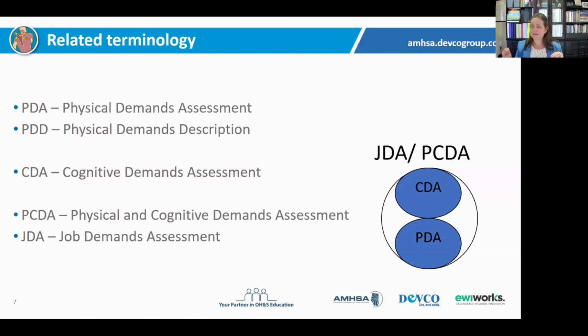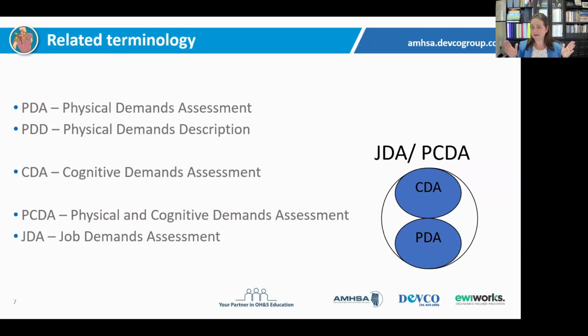Physical demands description: the people who write these typically emphasize that these are the demands required in the job. Not saying anything's good, not saying anything's bad, this is just how it is. So PDAs and PDDs are frequently used interchangeably. A CDA is a cognitive demands assessment. The cognitive demands assessment typically looks at decision-making and thinking required to complete a job.